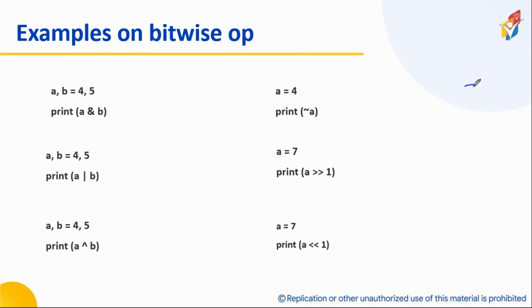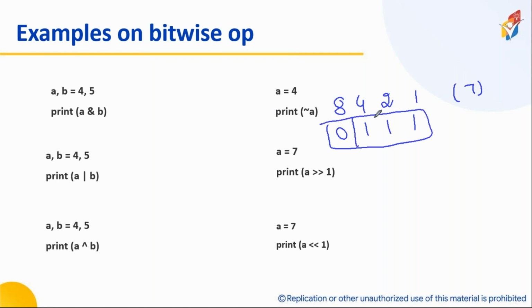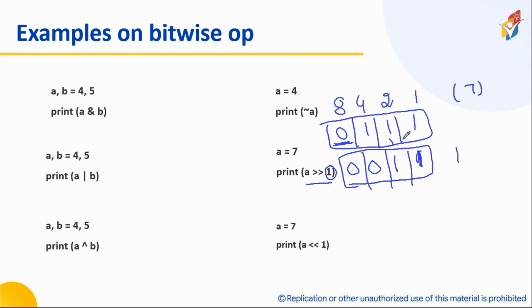7 will be represented as 1, 2, 4, 8. Now 1, 1, 1, 0. This is binary 7. Now, here I'm asking A right shift of 1. A means 7. I want to right shift it by 1. This 0 will be outside. This 1 will come here, this 1 will come here, this 1 will come here. This will be blank, so add 0. 0, 1, 1, 1. What is the answer? So the answer is 3.